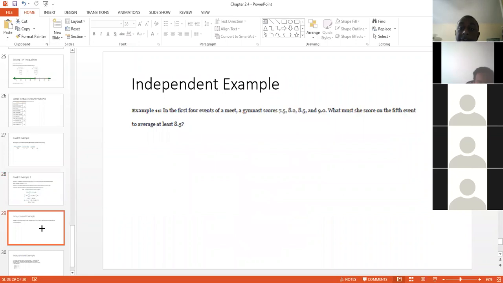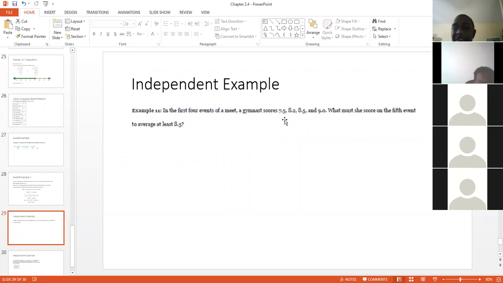Okay, so here's an independent example. In the first 4 events of a meet, a gymnast scores 7.5, 8.2, 8.5, and 9.0. What must she score on the fifth event to average at least 8.5? So remember that average is the sum of all the numbers divided by the number of numbers.